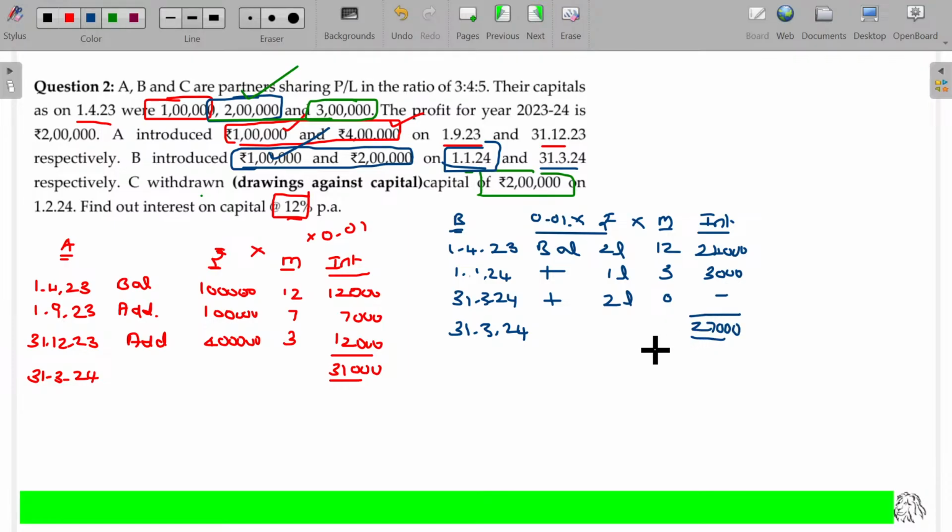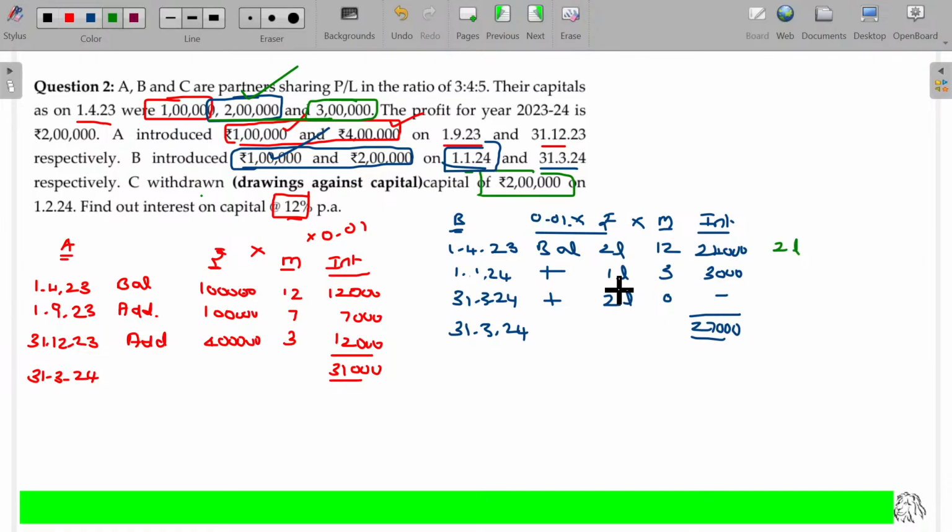In some books the calculation may be pretty different also. How? For the 2 lakhs, 12 months interest; for 1 lakh, 3 months interest; for the last 2 lakhs withdrawn at the last date, it carries no interest. So the overall interest being 27,000. Clear? Now, some others may recommend showing it this way also. 2 lakhs.